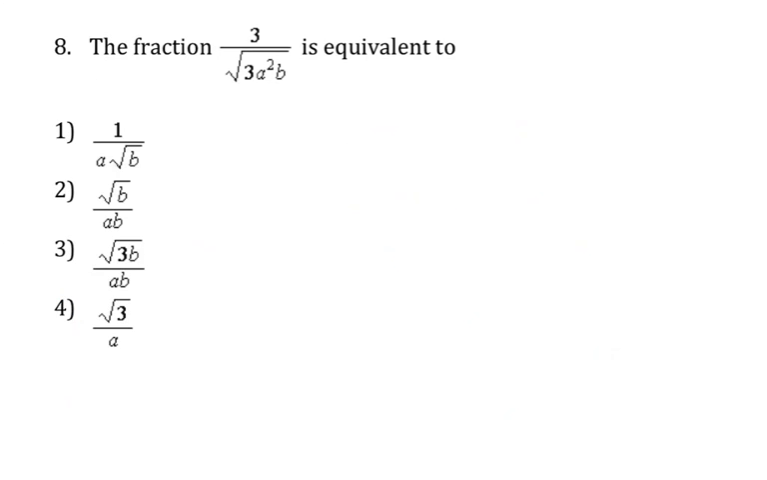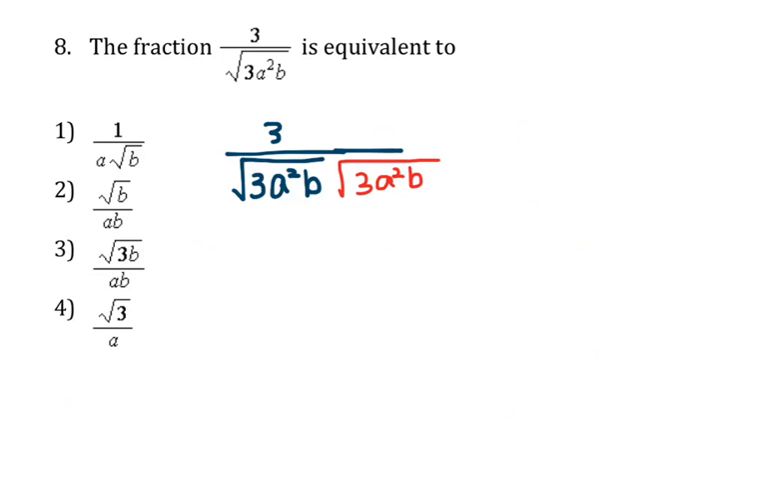How about number 8? So here, what are we going to do? We have to multiply top and bottom by the radical. Then I'm going to rewrite this as 3 over, I'm going to make it a bit longer here, square root of 3a squared b. Then what do I multiply? 3a squared b. 3a squared b. Then you can see that the bottom becomes simply 3a squared b, because we have the same thing multiplying together.